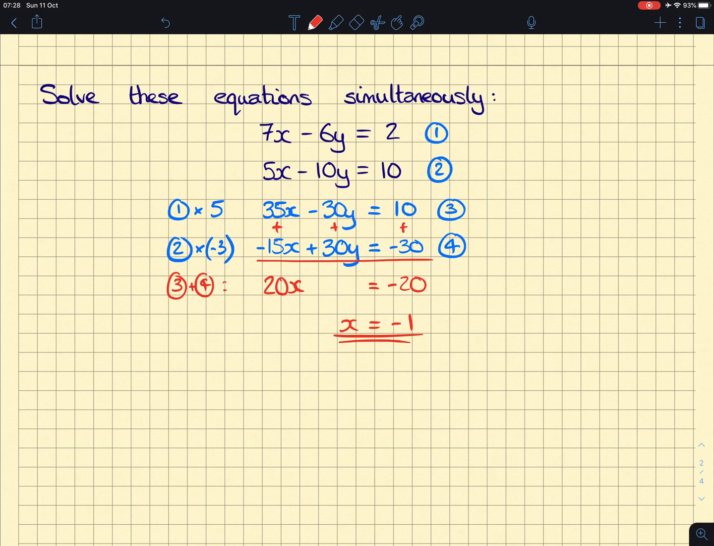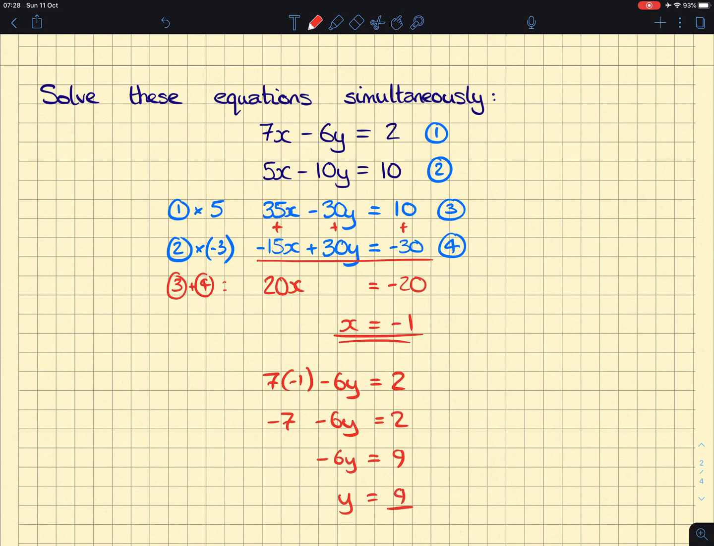Then, subbing into any of the equations above, we don't really have any nice ones here. I'm just going to pick this one. So we have 7 times minus 1, take away 6y equals 2, which gives us minus 7, take away 6y equals 2. Add 7 to both sides, and that's going to give us negative 6y equals 9. And then divide both sides by minus 6.